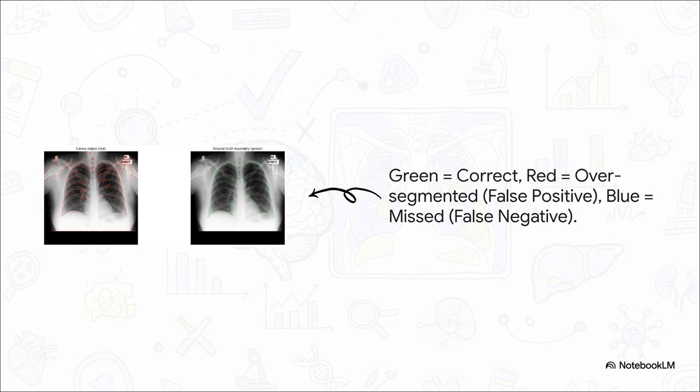This difference map gives us an even clearer picture. Think of it like a visual report card. The green areas are where the AI got it right, a perfect match. The red bits are where it got a little too enthusiastic and colored outside the lines. And the blue areas are the spots it missed completely. It's a crystal clear breakdown of its strengths and weaknesses.